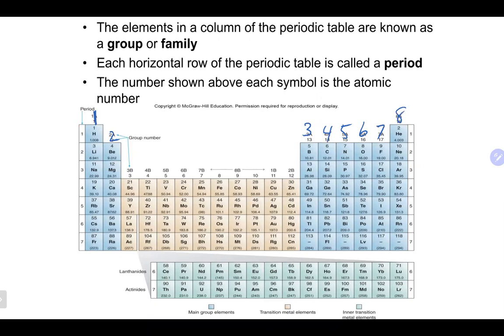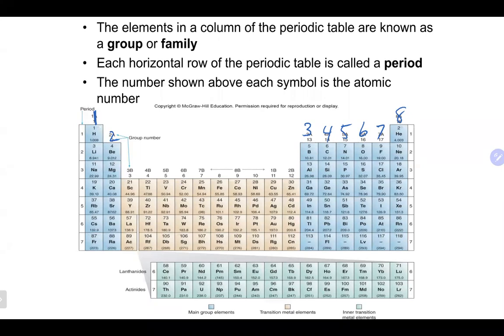We'll talk about it in just a second, but even though hydrogen is sitting there on top of group 1, it actually is not part of group 1. Group 1 actually starts with lithium, which is below it. Yes, ma'am.